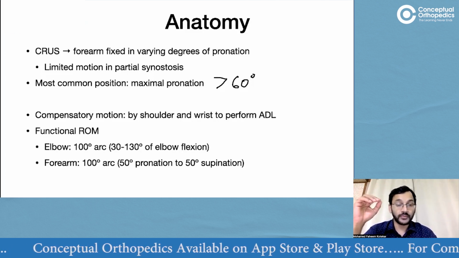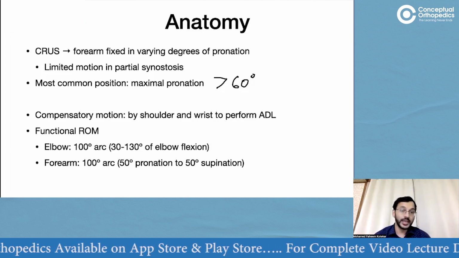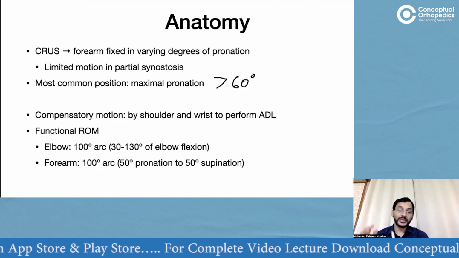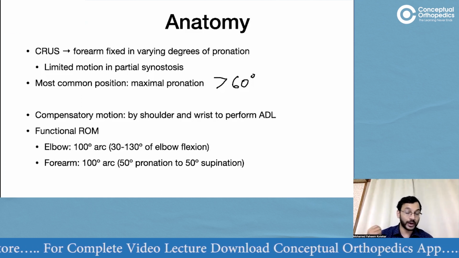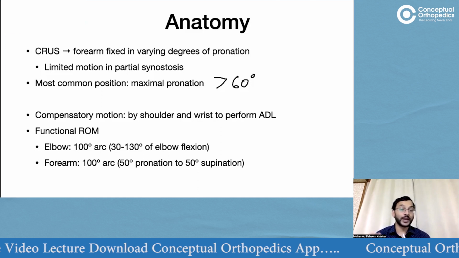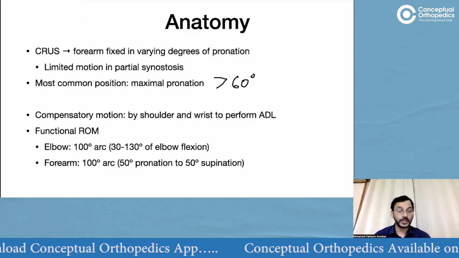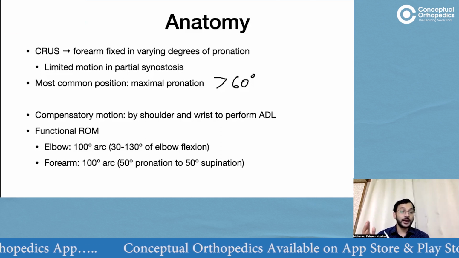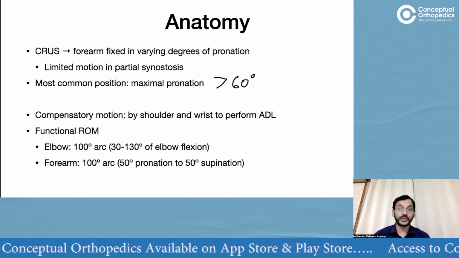When we talk about the compensatory motions, we are also supposed to know the functional range of motion at the elbow and the forearm. For functional range of motion, we are talking about the range of motion at the elbow and forearm required for day-to-day activities, and that is about 100 degrees of elbow arc, that is 30 to 130 degrees of elbow flexion, as well as 100 degrees of forearm rotation, divided into 50 degrees of pronation and 50 degrees of supination. So as long as we have 100 degrees of elbow flexion as well as 100 degrees of forearm rotation, we will be able to carry out almost all activities of daily living.